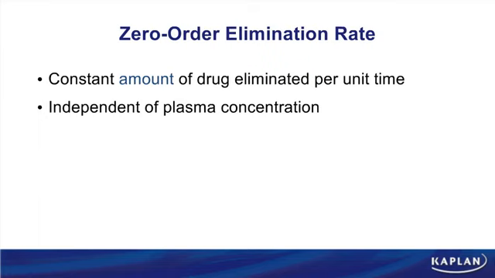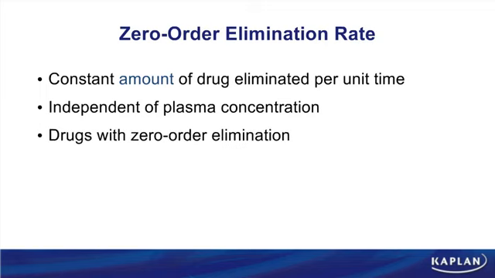Now, zero order is the exception to the rule. In other words, very, very few drugs are actually eliminated by zero order kinetics. When I think of zero order, make sure you highlight that it's a constant amount of drug that's being eliminated per unit time. A constant amount is the key thing. Also notice this, that drugs with zero order elimination have no half-life. They don't have a consistent half-life.